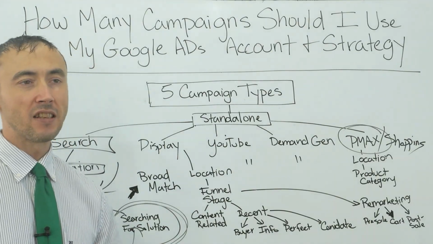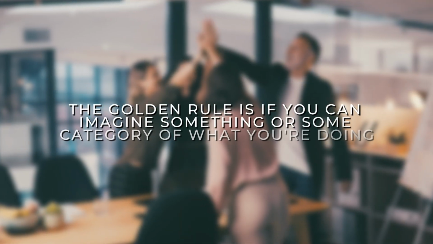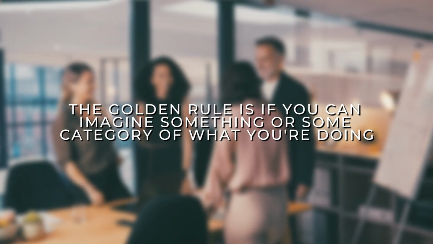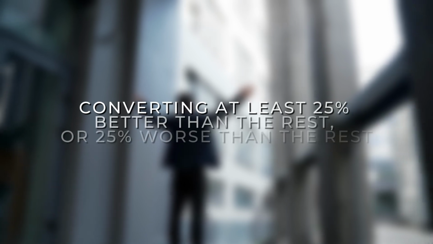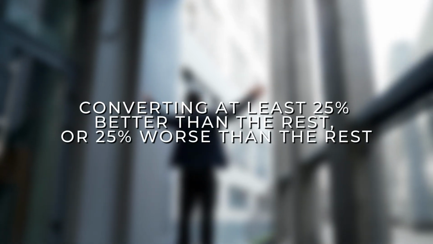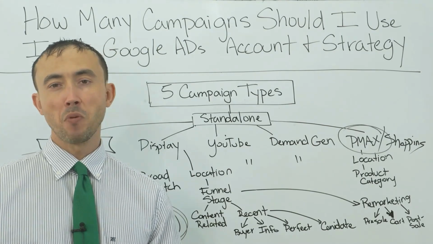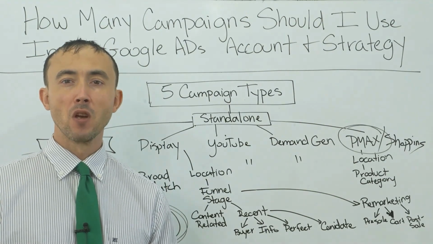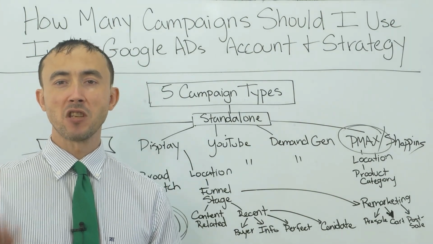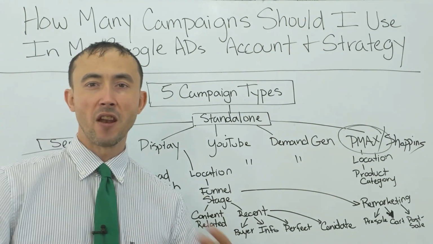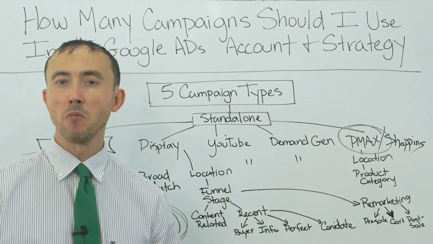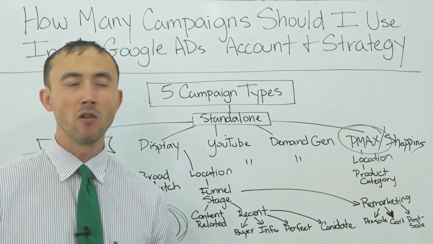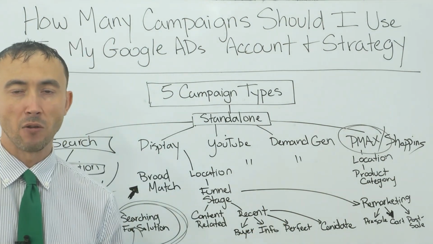And like I said, the golden rule is if you can imagine some category of what you're doing converting at least 25% better than the rest or 25% worse than the rest, you should break that into its own separate grouping. That way you have more control over your investment when you're scaling up your sales and looking for the next boost, and you have 25% more to throw at the ad budget in your ad account. You know the best place to throw it, like I was saying before.